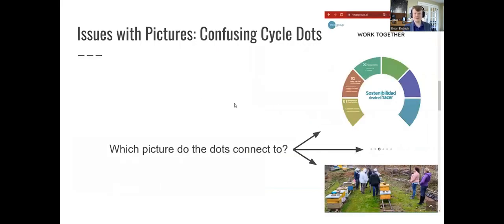Not only that, but sometimes the cycle dots like this one here were very confusing. Some people started clicking through and they're like, well, why isn't this picture changing? Oh, and then they realize that it's actually building out this cycle up top. So more confusion with images.